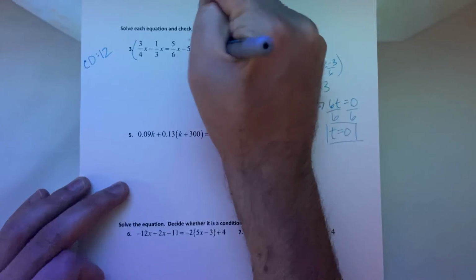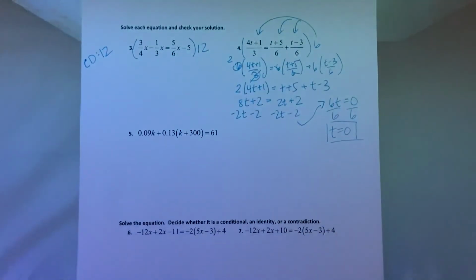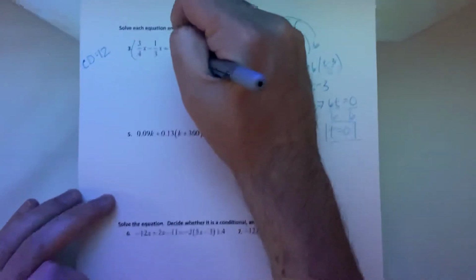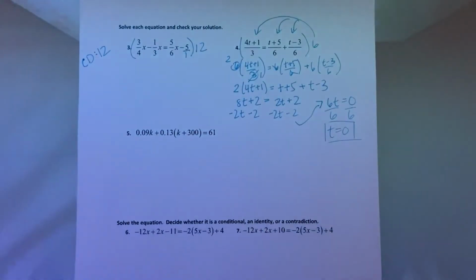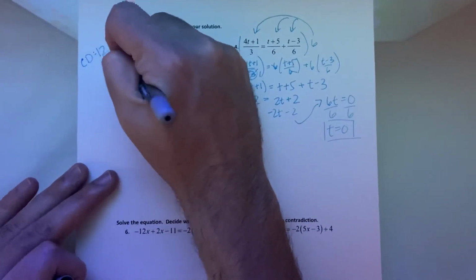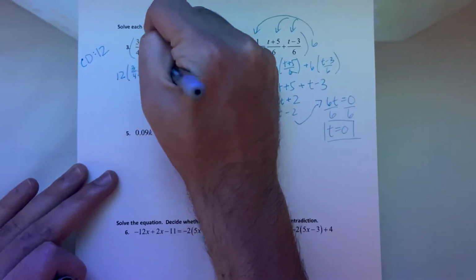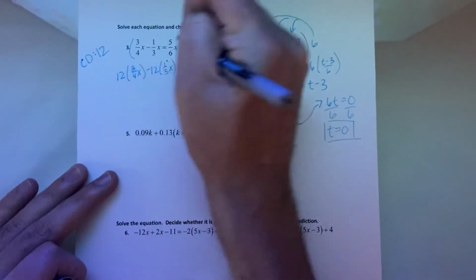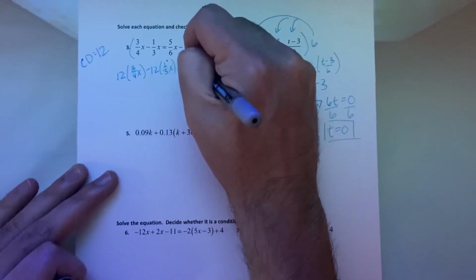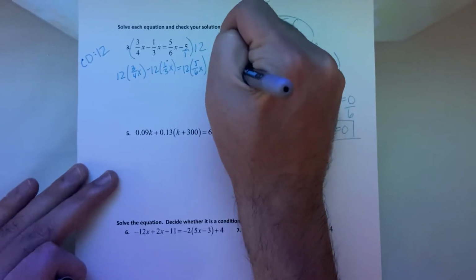So I need to multiply all of these by 12, including the minus 5. Even though it's not a fraction by looks, it's really a minus 5 over 1. And anything you do to part of the equation, you have to do to all of it. So we get 12 times 3/4 x minus 12 times 1/3 x equals 12 times 5/6 x minus 12 times 5.